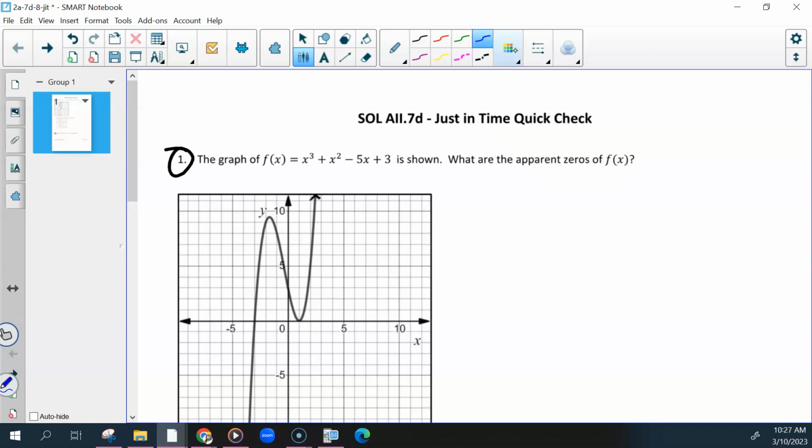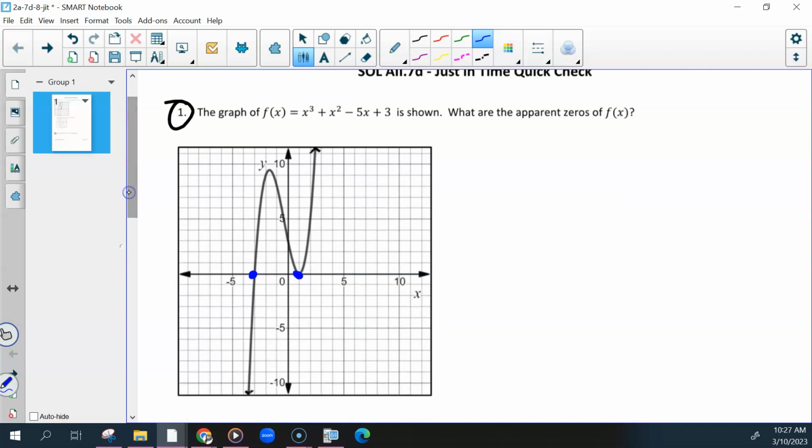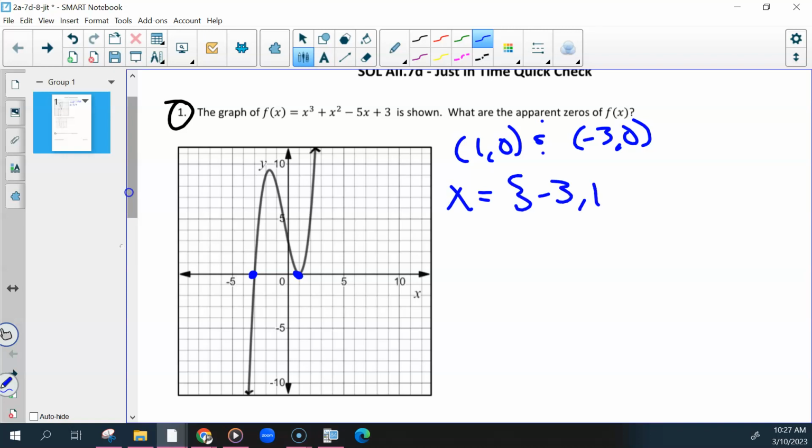So the zeros would be wherever this crosses the x-axis. One way you could write this is as ordered pairs: (1, 0) and (-3, 0). You could write them as a solution set, remembering least to greatest. Or I saw some of you writing it in factored form, which was also fine. So any of those would be okay.